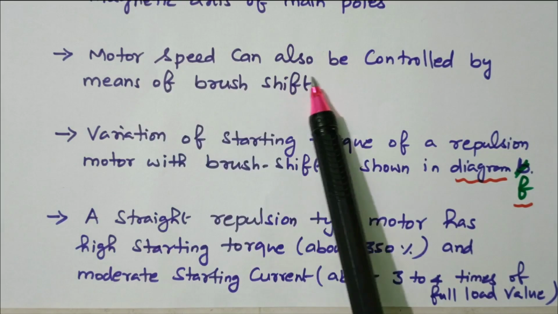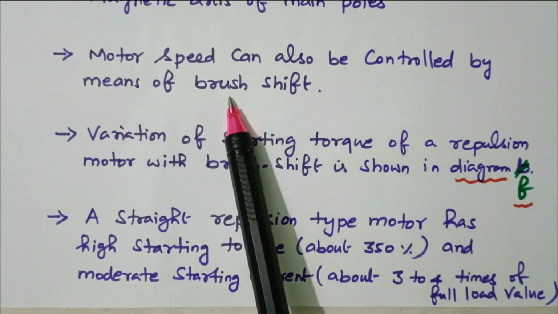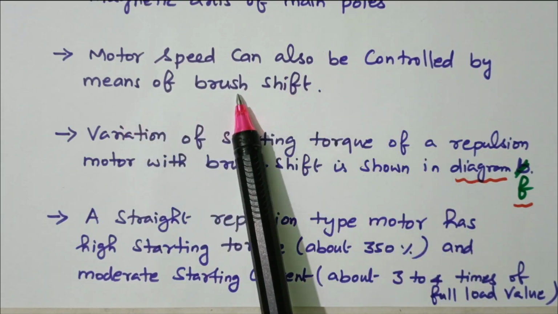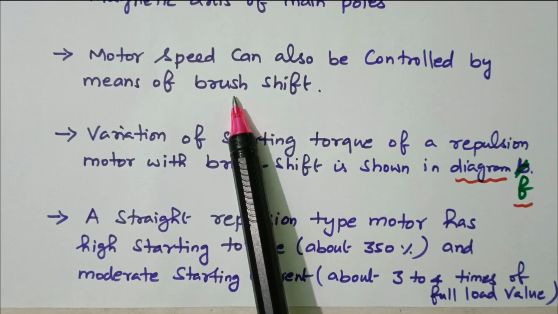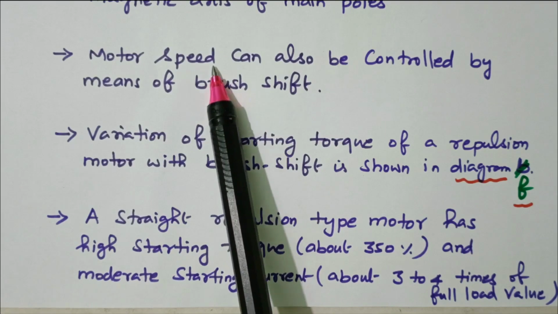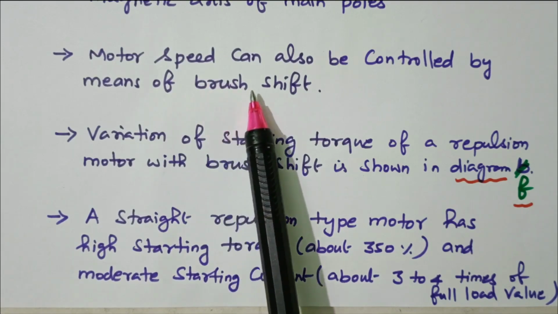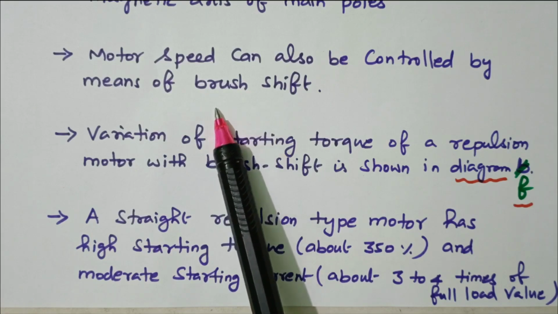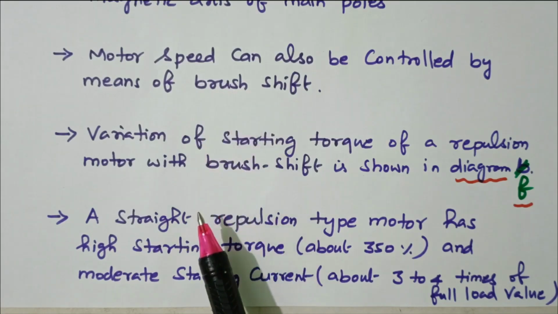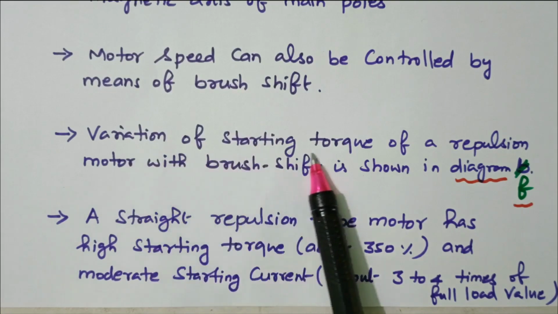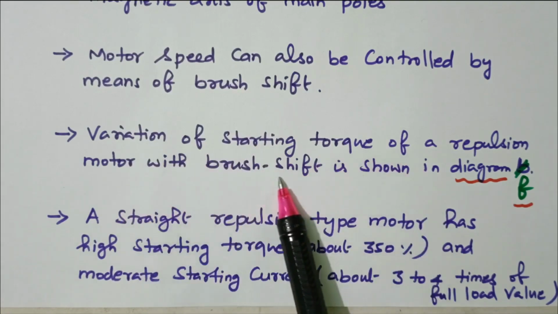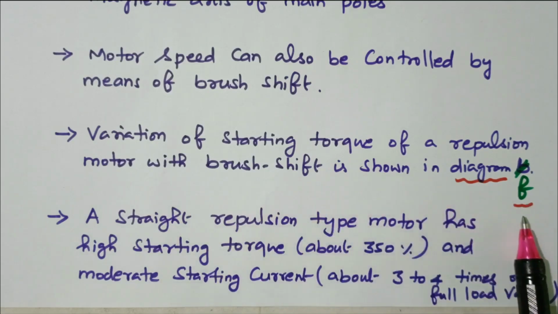Motor speed can also be controlled by means of brush shift. As we already discussed, torque depends upon the amount of brush shift. The direction of the motor is the direction of the brush shift. So the speed is controlled by brush shift also. Shifting of the brushes will control the motor speed. Variation of starting torque of a repulsion motor with the brush shift is shown in diagram F, that we discussed. It is the diagram between the torque and angle alpha.